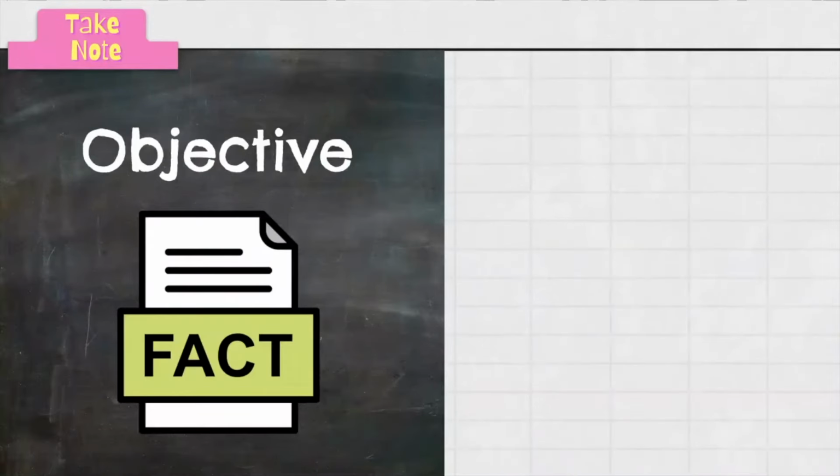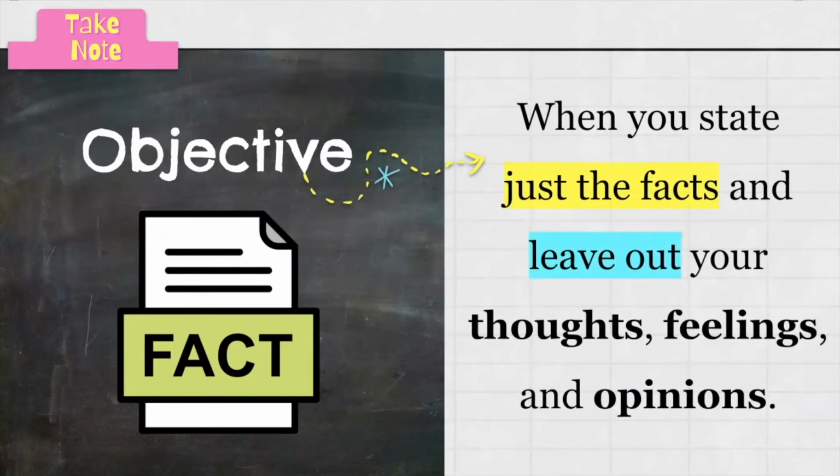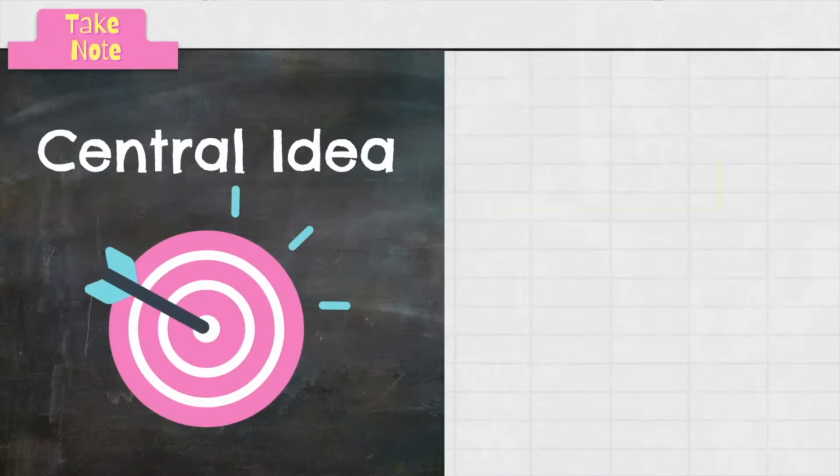Up next, we have objective. An objective is not as well known as summary, and that's okay. But an objective in this case is when you state just the facts and leave out your thoughts, feelings, and opinions. While those are important, when we write objective summaries, they are not needed. So you leave those out. It's just the facts.